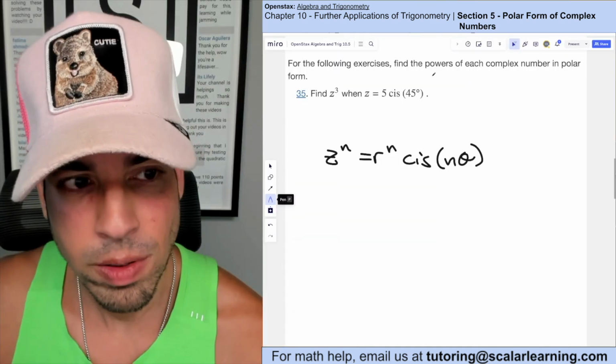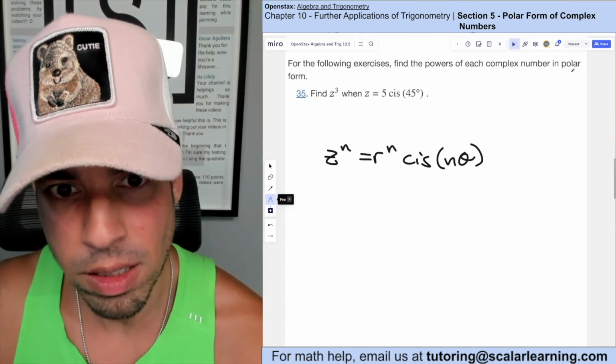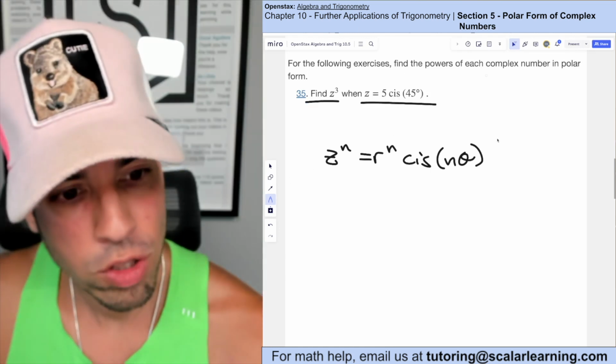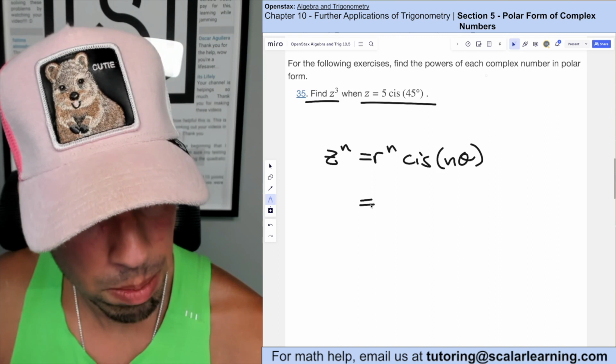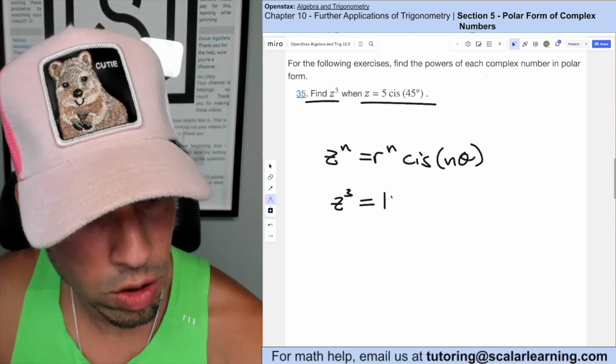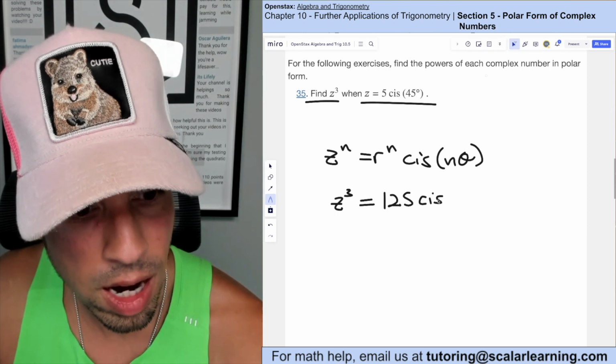Done. For the following exercises, find the powers of each complex number in polar form. So find z to the third when z equals this. So here's the formula down here. So it's simply going to be r to the third, which is 5 to the third, which is 125, and then it's cis.